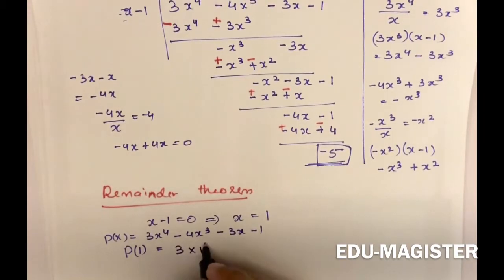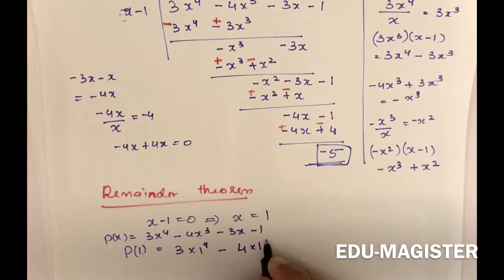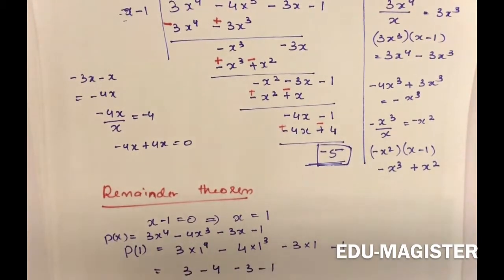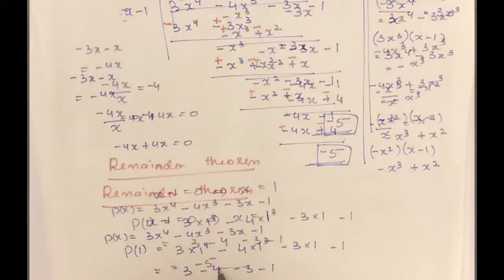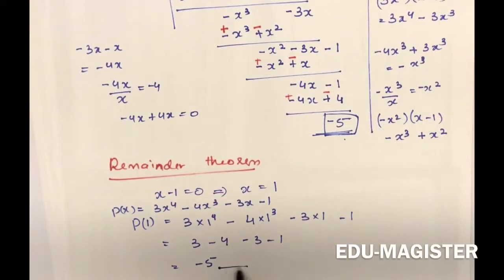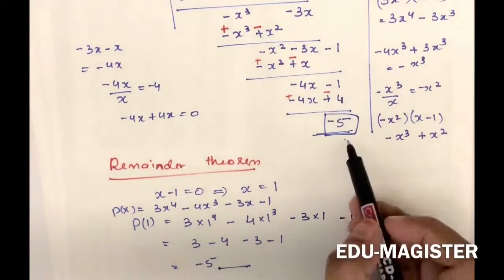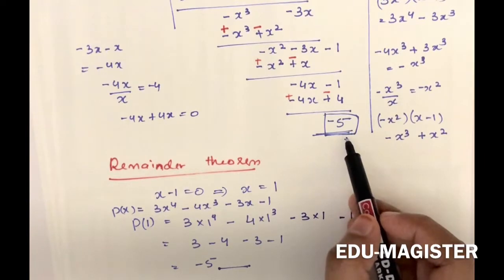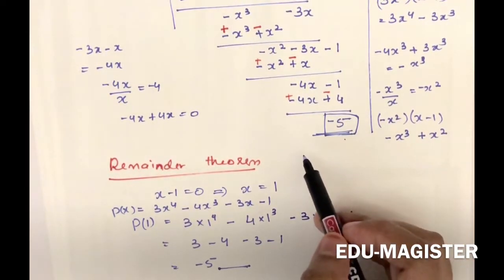3 into 1 raised to 4 minus 4 into 1 cube minus 3 into 1 minus 1. 3 minus 4 minus 3 minus 1. And the answer is minus 5. And minus 5 is our remainder from the long division method. Thus we proved the remainder theorem.